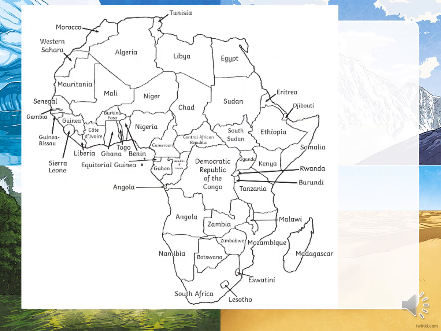And the map we have now is to show you the different countries that make up Africa. And as you can see, there are so many. So our task is going to be to spend a little bit of time looking at the different countries and also looking at the climate within them.